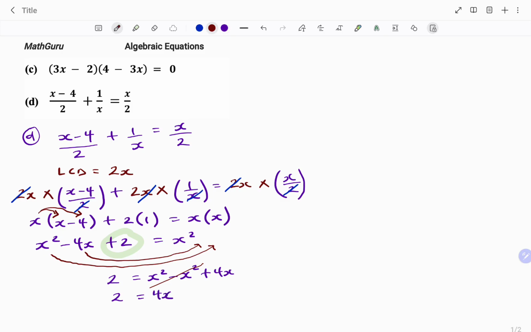And to solve for x, I'm going to divide both sides by 4. Therefore, I'm going to have x equals 2 over 4. I'm simplifying: 2 into 2 is 1, 2 into 4 is 2. So my x will be equal to 1 over 2.